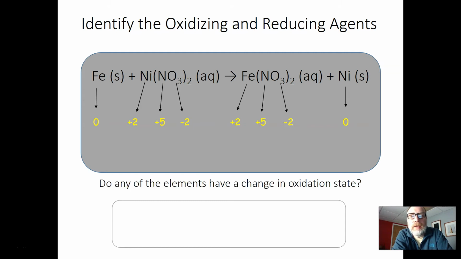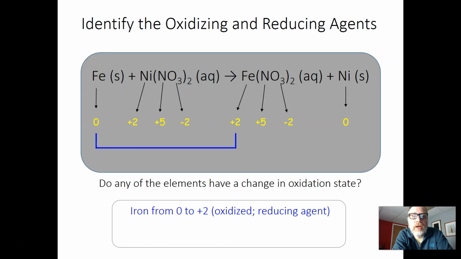So, do any of the elements have a change in oxidation number? Well, iron goes from a 0 to a +2. Nitrogen doesn't change, oxygen doesn't change, and nickel goes from a +2 to a 0. So we have 2 things that change. That's perfect. That's what we want. Okay, so iron goes from a 0 to a +2. Its oxidation number is increasing, becoming more positive. So that must be the oxidation process.